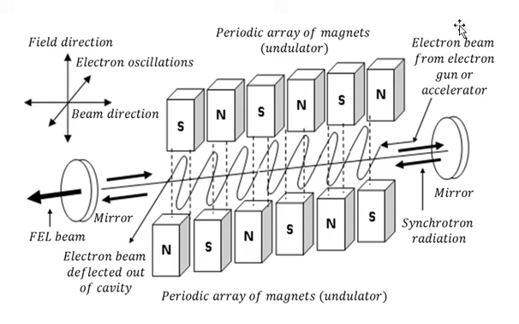And here we can launch the electron beam from the electron gun or the accelerator. So these are the electrons that we introduce into the laser cavity, either through the electron gun or through some accelerators. So this is the simplest diagram of the free electron laser system.